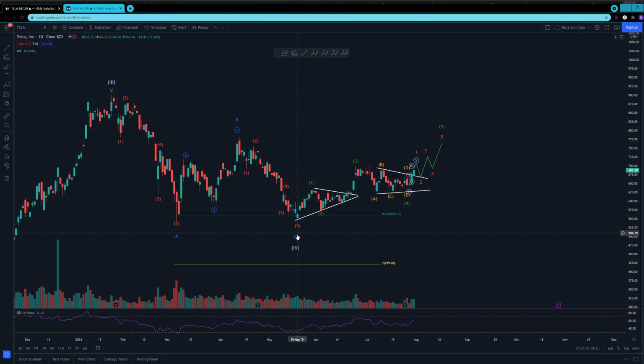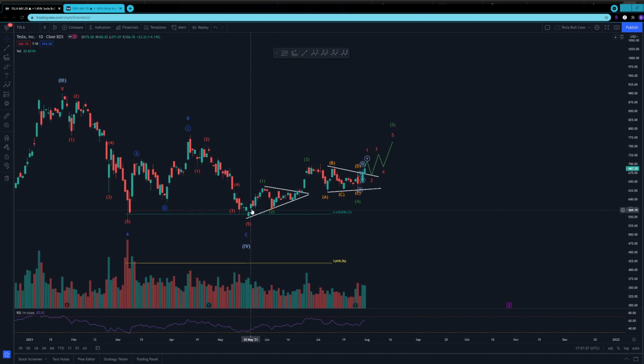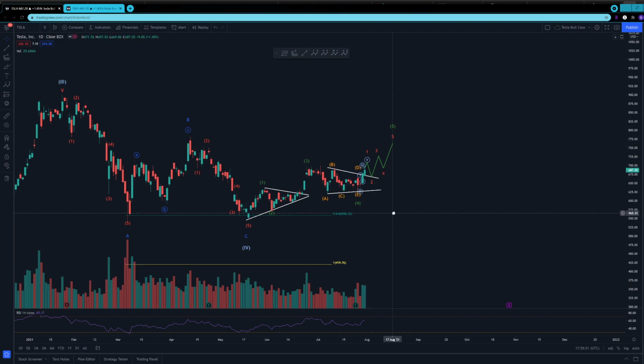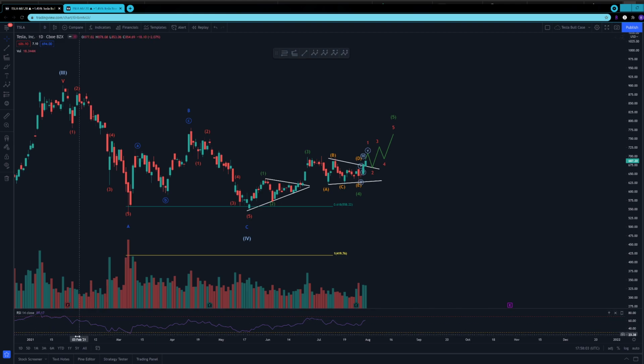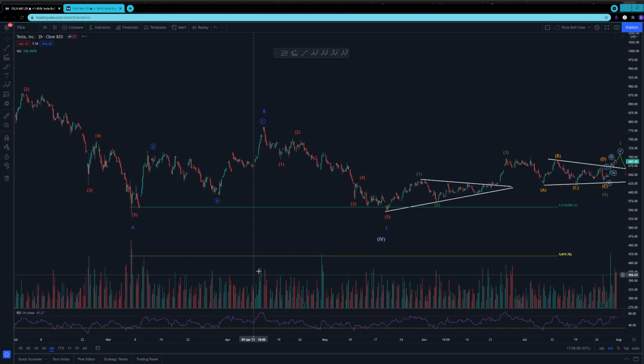Assuming that this was the bottom, this was our wave C, which was also our wave 4 bottom. What we have is an impulse up, so we have a 1, 2, 3, and we pulled back for our 4. So we're still working on this impulse to the upside. I'm going to go to a smaller scale so we can look at this a little bit more. Maybe let's look at the 6-month.